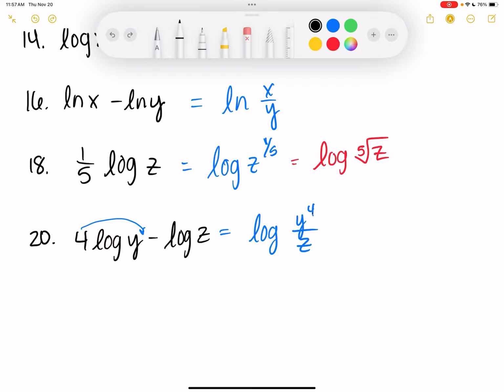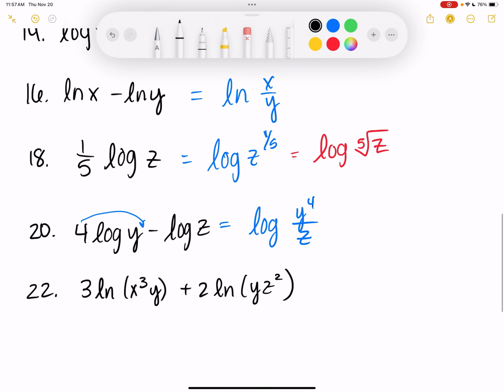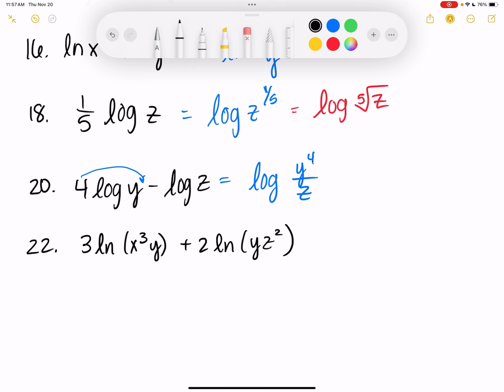All right, one more. Slightly harder one just because, why not? This is literally as hard as they get in this book. 3 ln of x cubed y plus 2 ln of yz squared. They did not expand this all the way initially. This was not fully expanded.